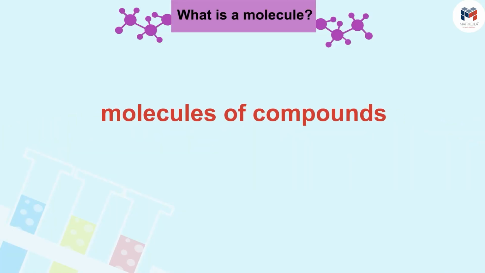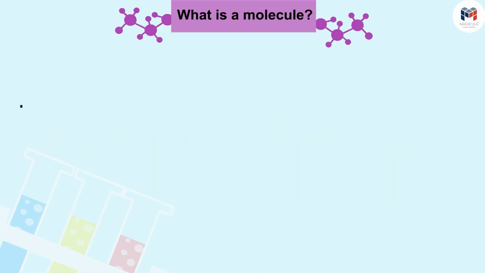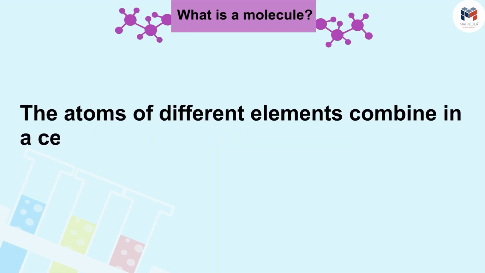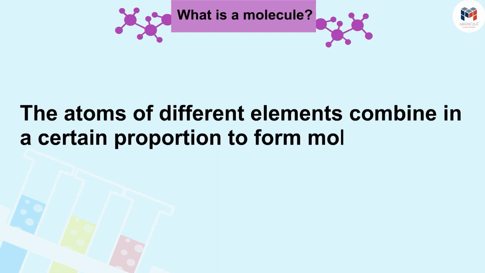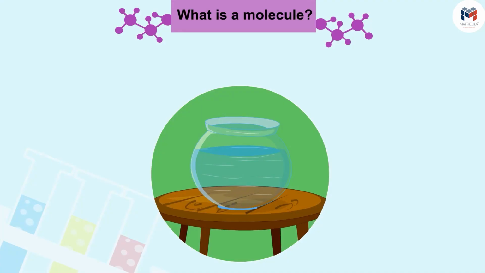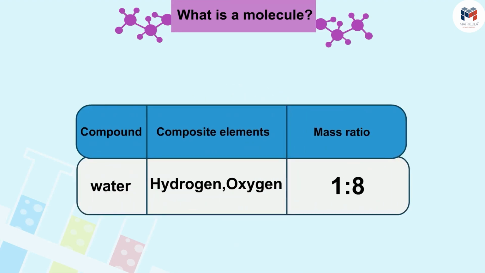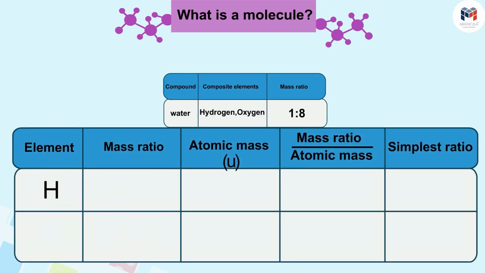Let us now discuss the molecules of compounds. What are compounds? The atoms of different elements combine in a certain proportion to form molecules of compounds. Let us, for example, find the proportion of the number of atoms used in a water molecule. The mass ratio of hydrogen and oxygen atoms in a water molecule is 1:8, and the mass of hydrogen atom is 1U. The mass of oxygen atom is 16U.